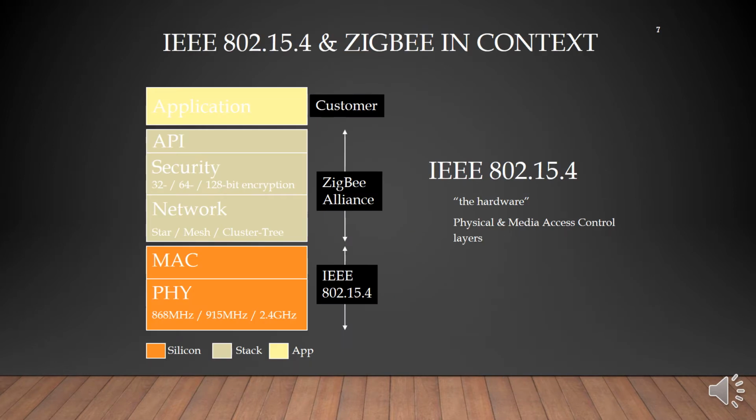802.15.4 ZigBee in concept. So in the ZigBee Alliance, we will have the IEEE covering the hardware, the physical and media access control layers. The physical layer will have 868 MHz, 915 MHz, and 2.4 GHz. Then the stack and the application. The stack will have the API, security, as well as the network. In the network you can have star network, mesh network, and cluster tree network. In security you can have 32-bit, 64-bit, or 128-bit encryption based upon your need. Then the application.